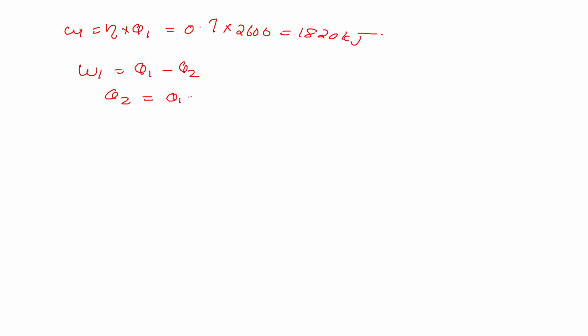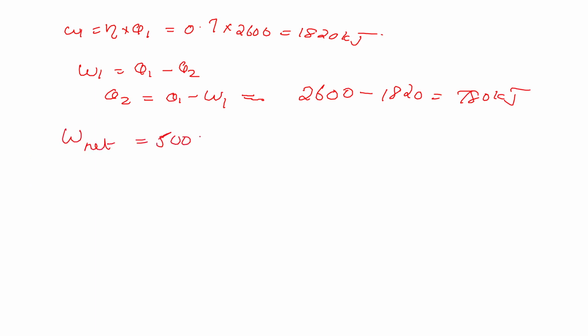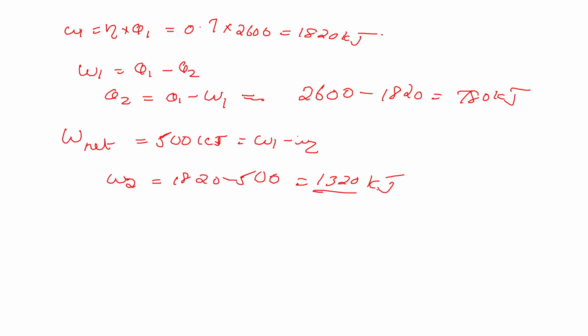It will be Q1 minus W1, so you can write it as 2600 minus 1820. So it will be 780 kilojoule. Okay, now W net you can write as 500 kilojoule. So it will be W1 minus W2. So from that you will get the W2 value: 1820 minus 500. So it will be 1320 kilojoule. So this is for the heat engine case.